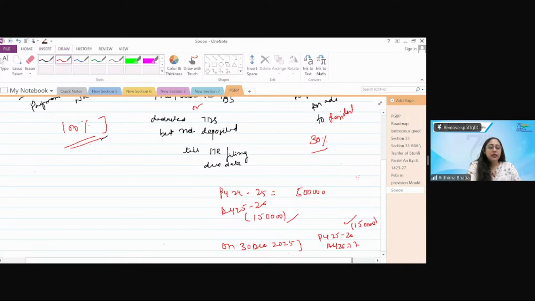Okay. Another thing which you have to remember here is that there is one exception. What is the exception here? Suppose I am the person who is subject to tax audit, okay? My due date of return filing is 31st October. Now, suppose the auditor came and said, you did not deduct the TDS on this.